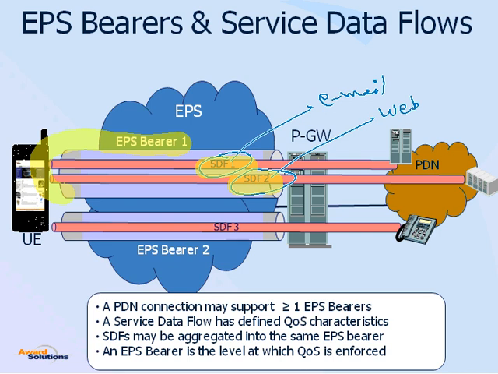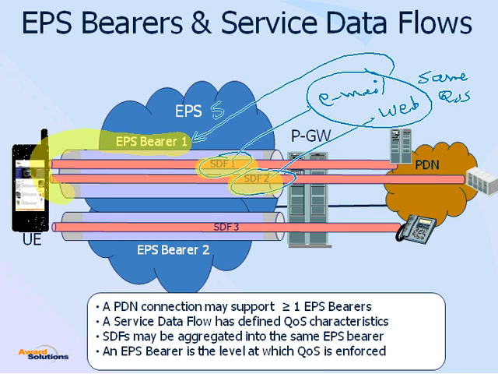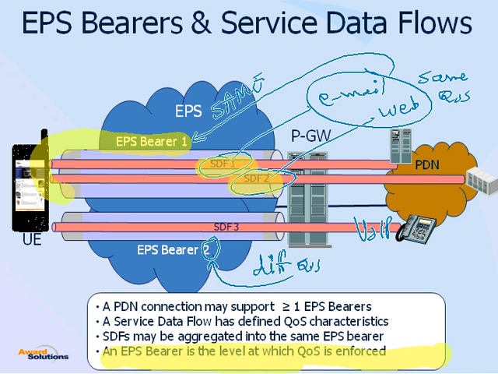As long as you want to give the same QoS treatment to both service data flows, you can map them onto the same bearer. But anytime you need different QoS, in this case voice over IP, then we need another bearer. So in summary, remember that we control the quality of service at the bearer level. We do not separate the data flows within the bearer for quality of service.